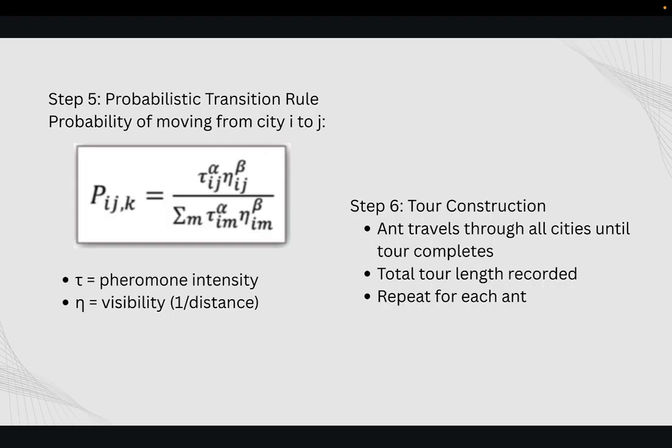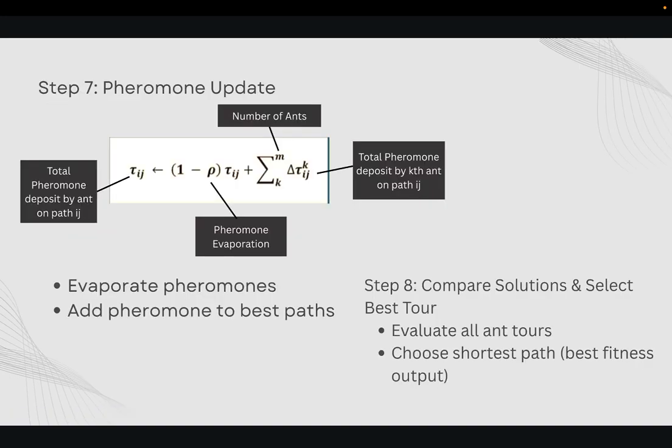Step 6, tour construction. Ant travels through all cities until tour completes. Total tour length is recorded. So we'll repeat the same for each ant. Step 7 is pheromone update. Pheromone update is done by the formula tau ij is equal to (1 minus rho) into tau ij plus summation of delta tau ij of the kth ant on path ij. So step 8 is compare solutions and select best tour. Evaluate all ant tours and we'll choose the shortest path, which is best fitness output.